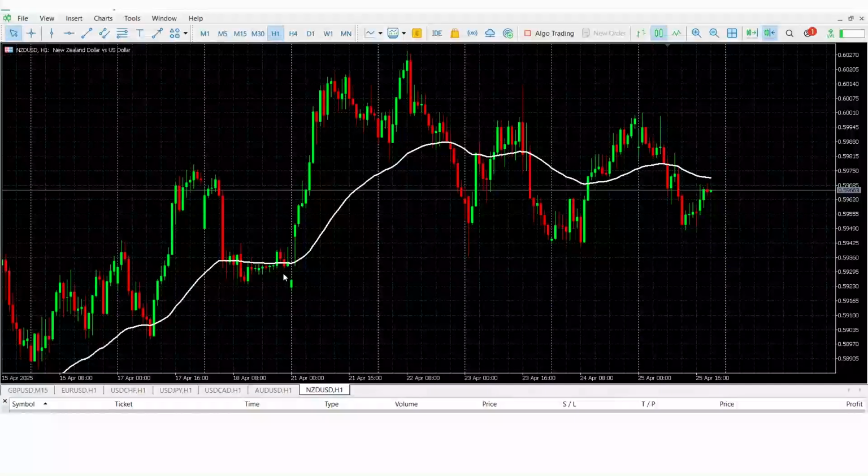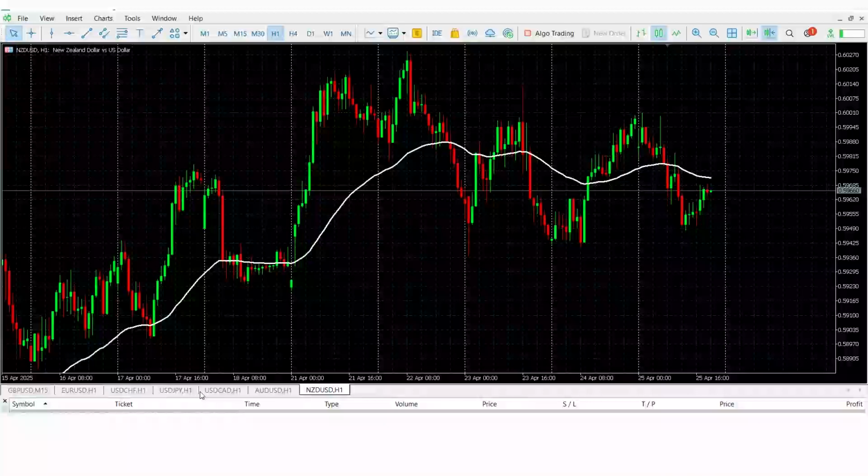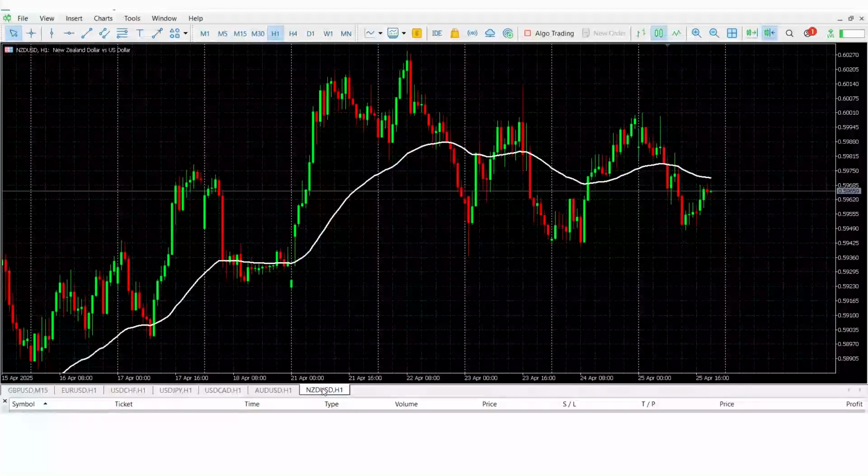Why do I use the 15-minute time frame to enter my trade? Because by using the 15-minute time frame, I can properly enter a trade with a 10 pips stop loss, right? So with the 15-minute time frame, I'll have a tighter stop loss compared to entering a trade with the 1 hour time frame. Now let's look at NZD USD.